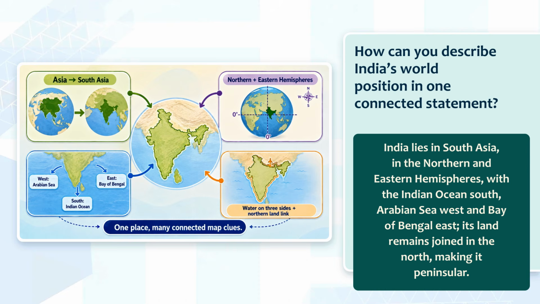India lies in South Asia, in the northern and eastern hemispheres with the Indian Ocean south, Arabian Sea west, and Bay of Bengal east. Its land remains joined in the north, making it peninsular. Each part matches a visible map clue. You are ready to locate India, interpret its surrounding map features, and explain its position accurately.